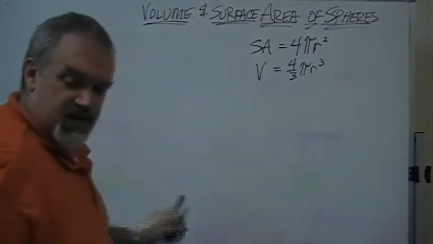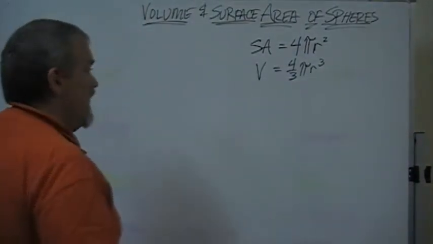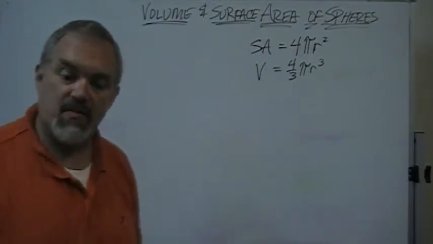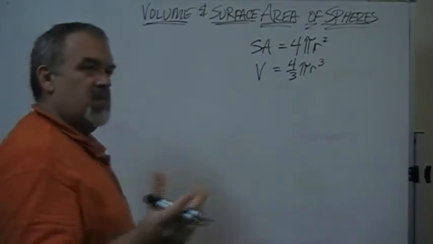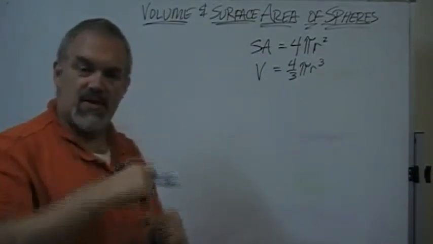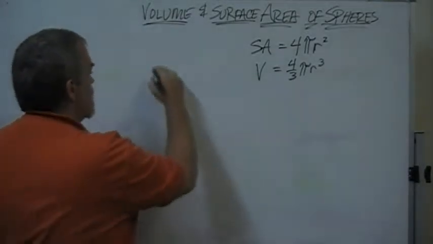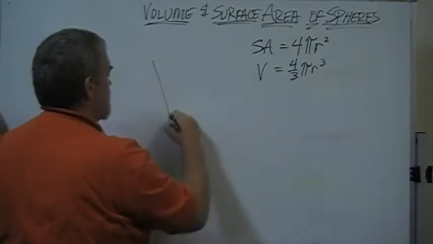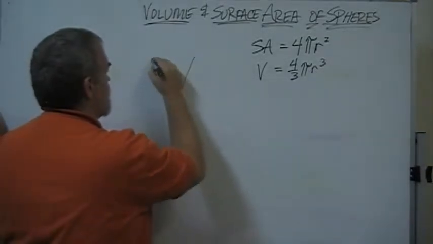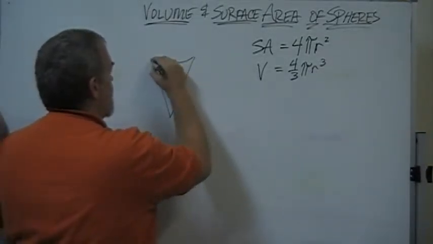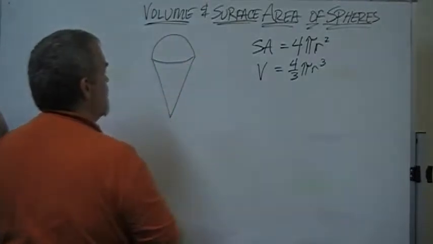Let's say, for sake of discussion, that we wanted to have an ice cream cone. So what's an ice cream cone made of? It's a cone with a hemisphere on top. Hemisphere, half of a sphere. So let's say that we have something that looks like this. There's my cone with my hemisphere sticking out the top.